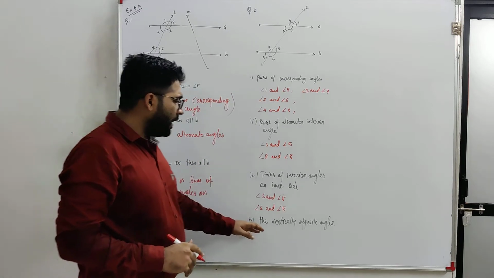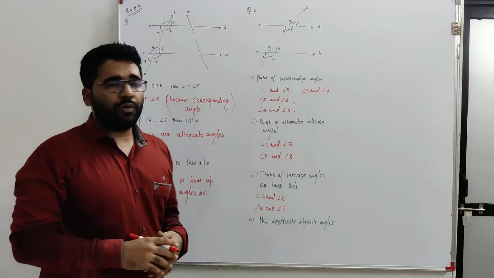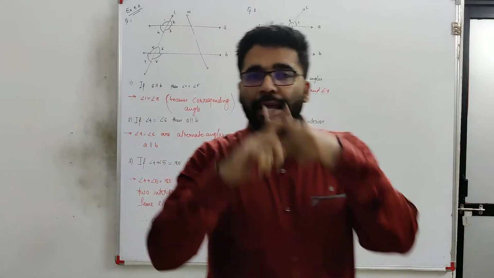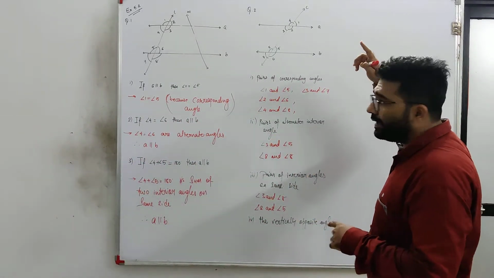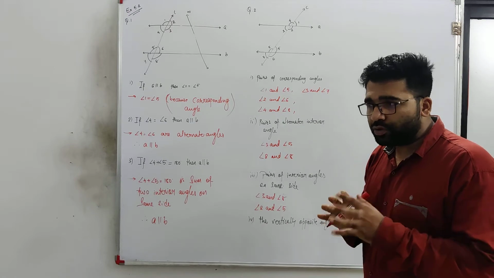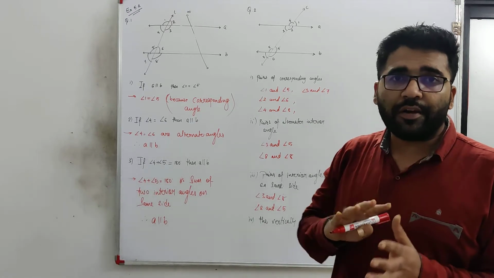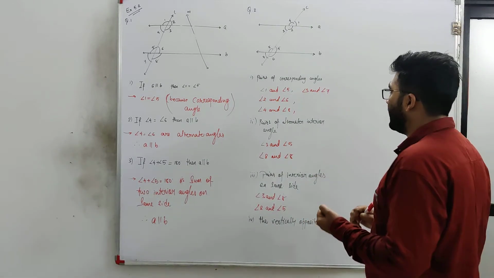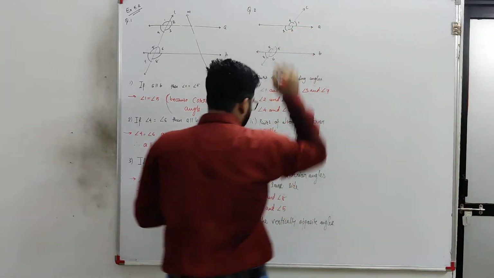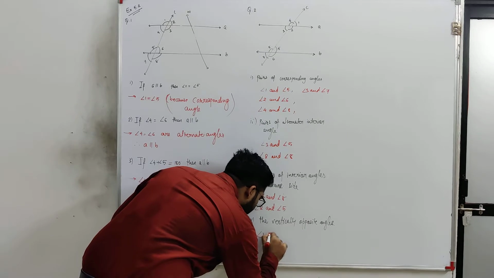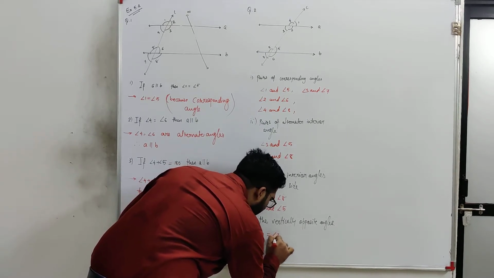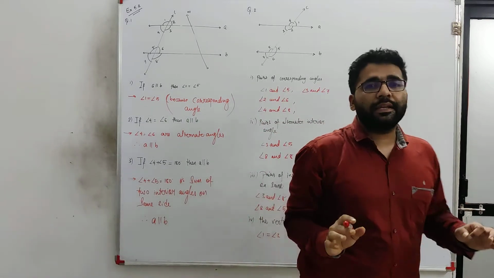Now vertically opposite angles. What are vertically opposite angles? When two lines intersect like this, the pairs of angles on opposite sides, on opposite corners, are vertically opposite angles. So here angle 1 and angle 3 are always equal, so I can directly write angle 1 equals angle 3. It can be any kind of lines.